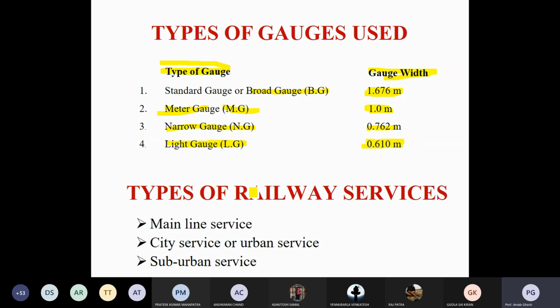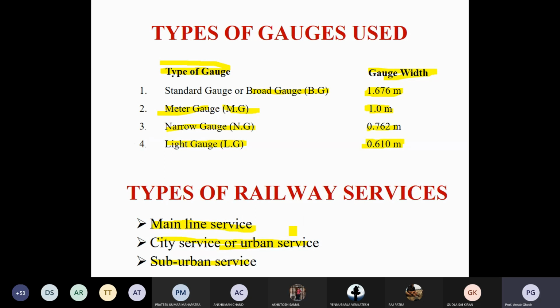Now, types of railway service. What are the normally defined types of railway service? That is mainline service, then city service or urban service, and suburban service. Mainline service means mail and express trains, traveling interstate. That is normally the mainline service.